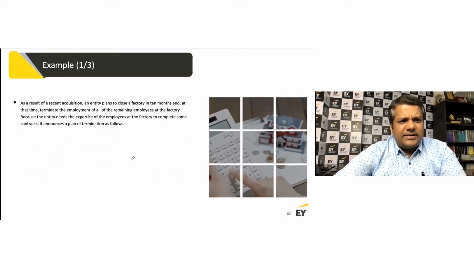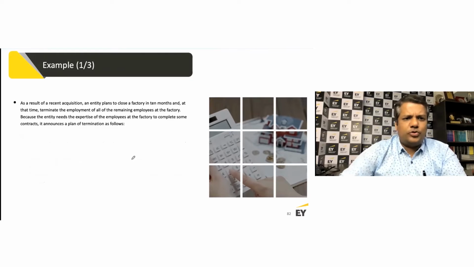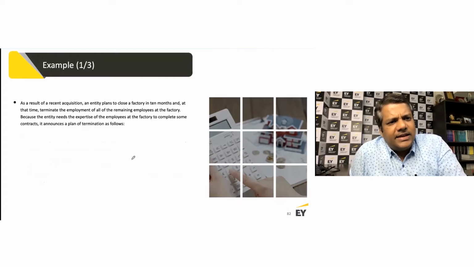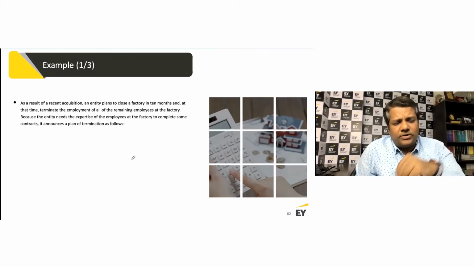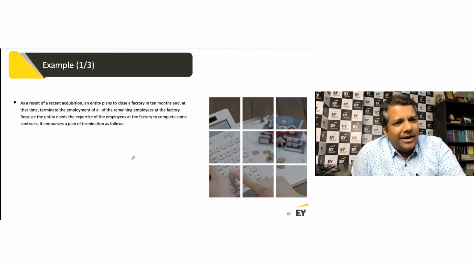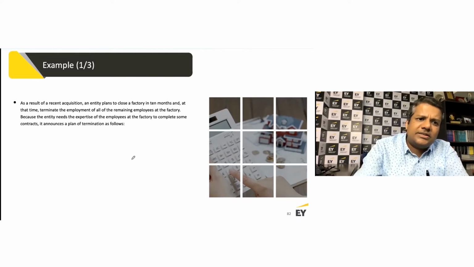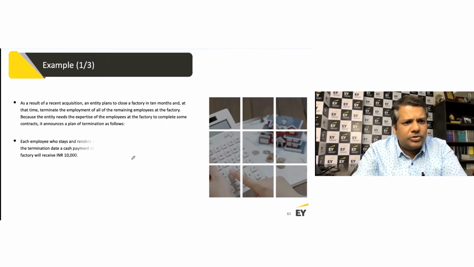Now, as a result of a recent acquisition, an entity plans to close a factory in 10 months and at that time terminate the employment of all of the remaining employees at the factory. So you plan to close a factory in 10 months. At the time you want to terminate also. Because the entity needs the expertise of the employees at the factory to complete some contract, it announces a plan of termination as follows.